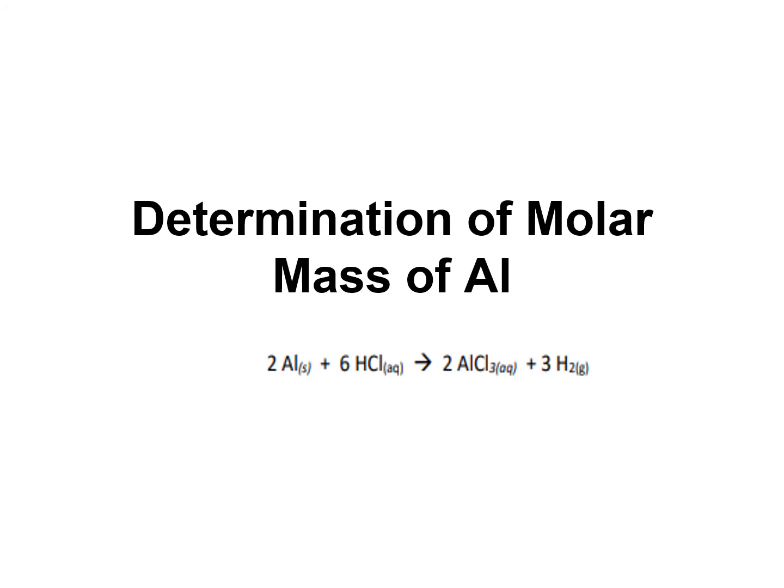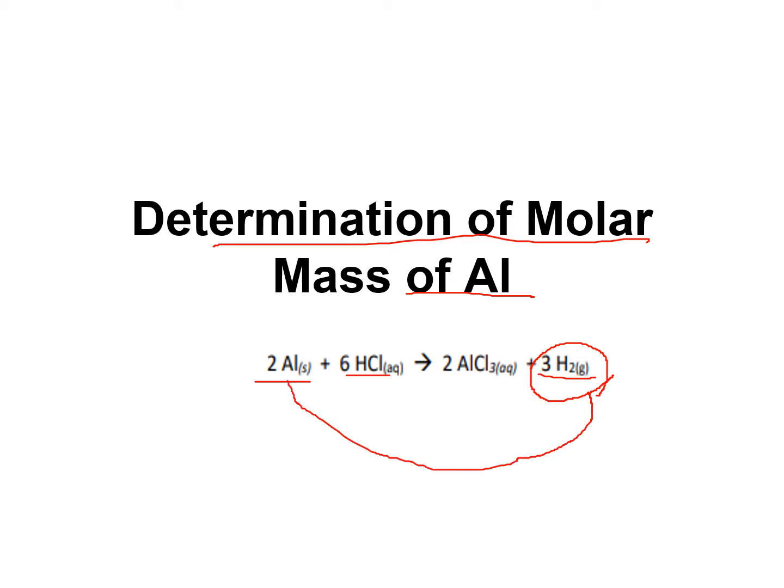Hi everyone, I'm going to talk about the determination of molar mass of aluminum in the laboratory. How do we experimentally find the molar mass of aluminum? We react some amount of aluminum with hydrochloric acid and we produce hydrogen gas. We measure how many moles of hydrogen gas are produced in the reaction, and we convert that number of moles of hydrogen to number of moles of aluminum, and then we do some calculation and we find the molar mass of aluminum.